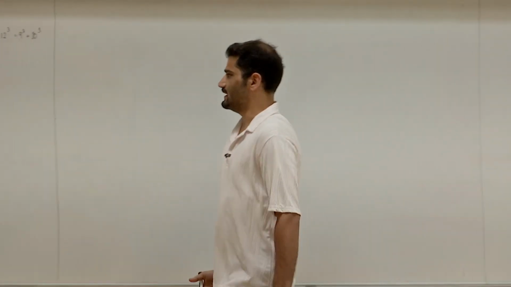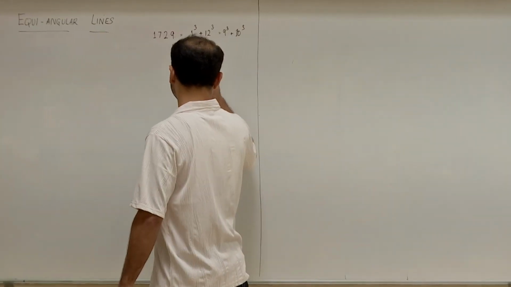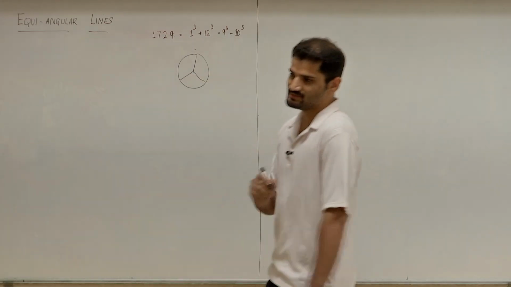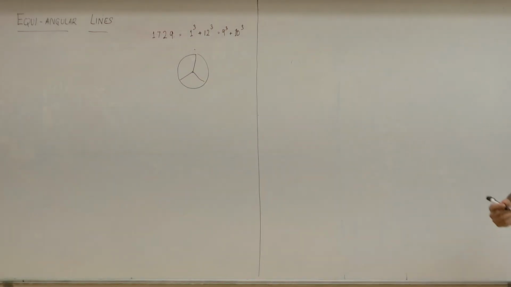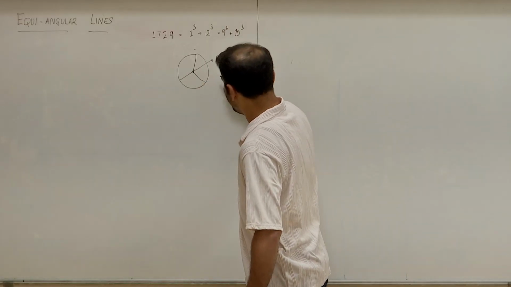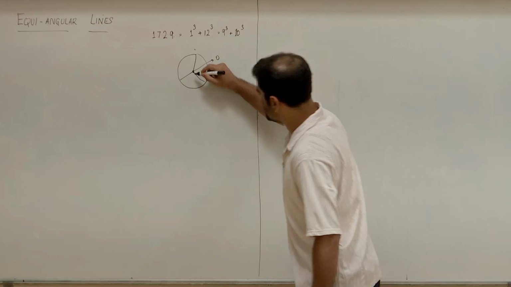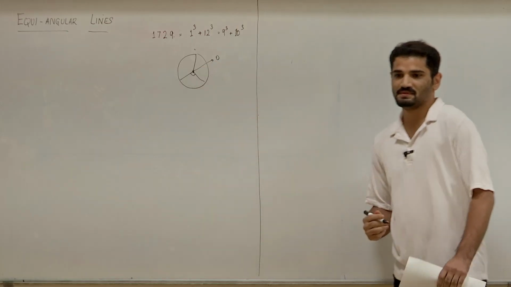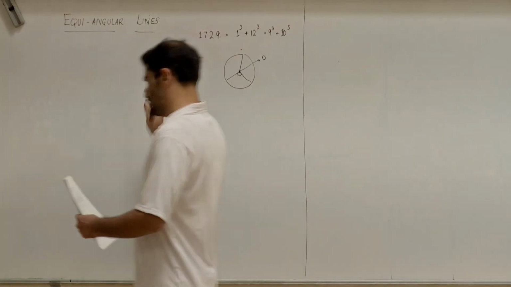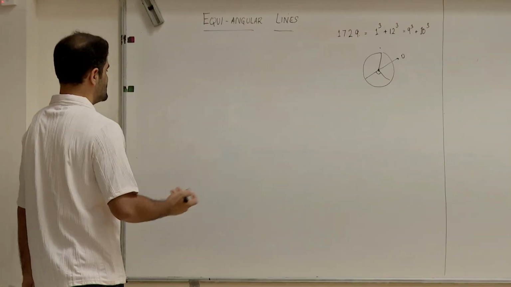On my way here today, I saw a Mercedes, which has a logo roughly like this. And as you can see, there is an origin here, and then there are three lines from the origin such that the angle is the same. So I'm going to talk about equiangular lines. That is the topic. And the question is very simple.